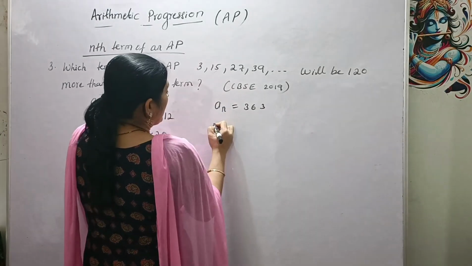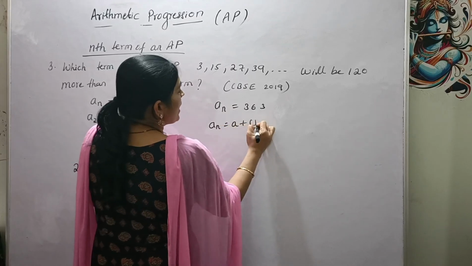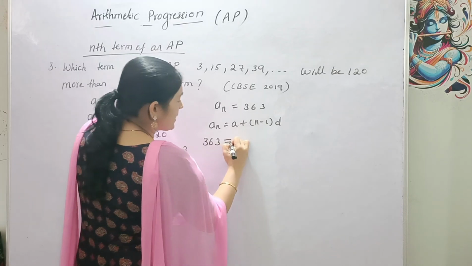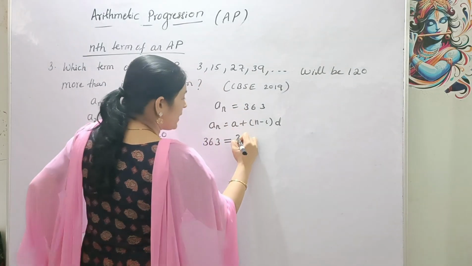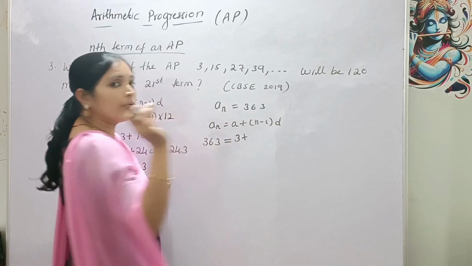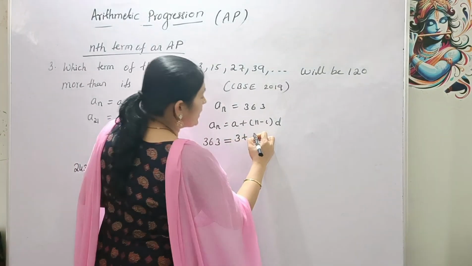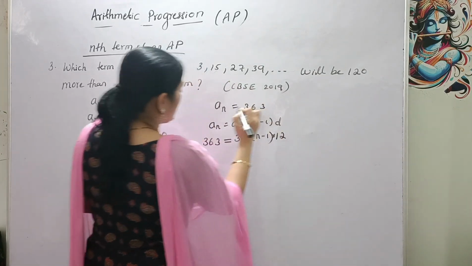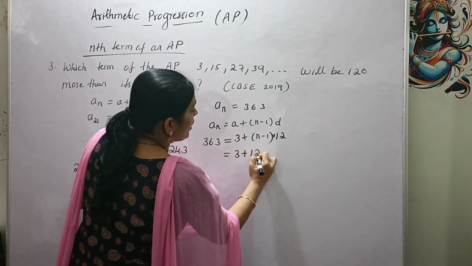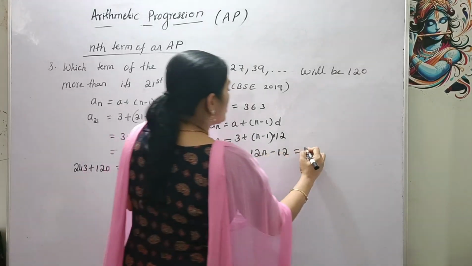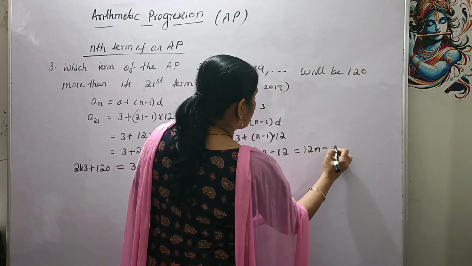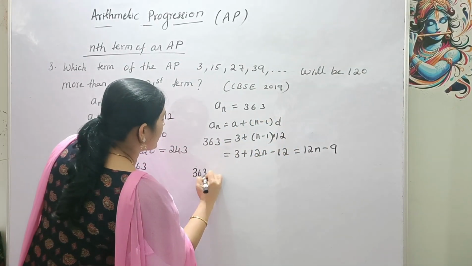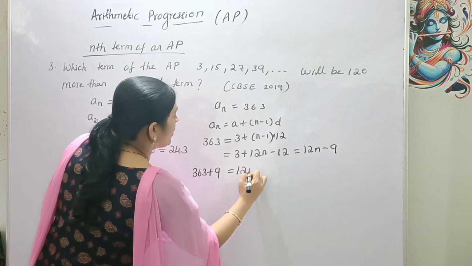Now same formula. An is equal to a plus n minus 1 into d. Here an is given, that is 363, which is equal to, what is A? First term 3, and n minus 1. Here we don't know the value of n. So n minus 1 into d, which is 12. That is equal to 3 plus 12n minus 12. That is equal to 12n minus 9. Take this 9 to this side. So 363 plus 9 is equal to 12n.